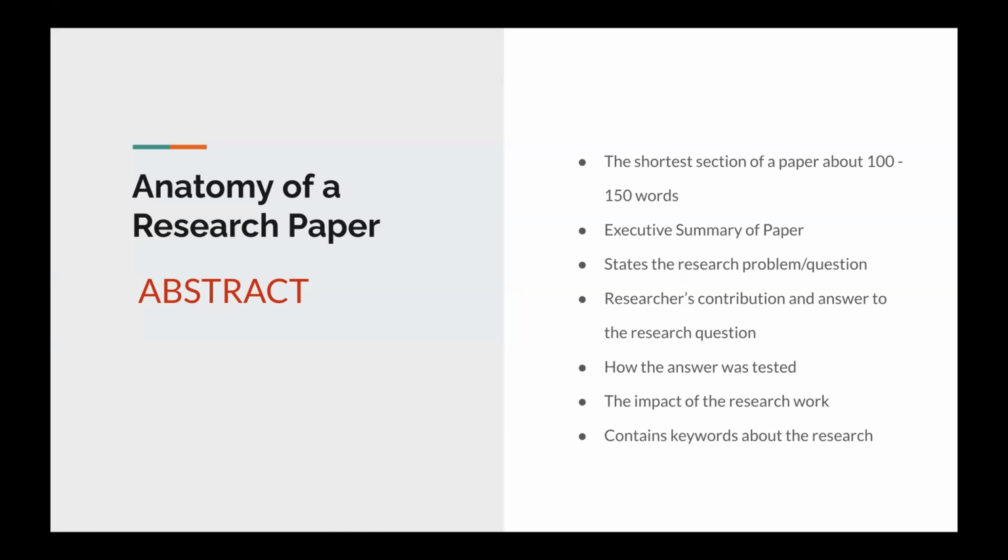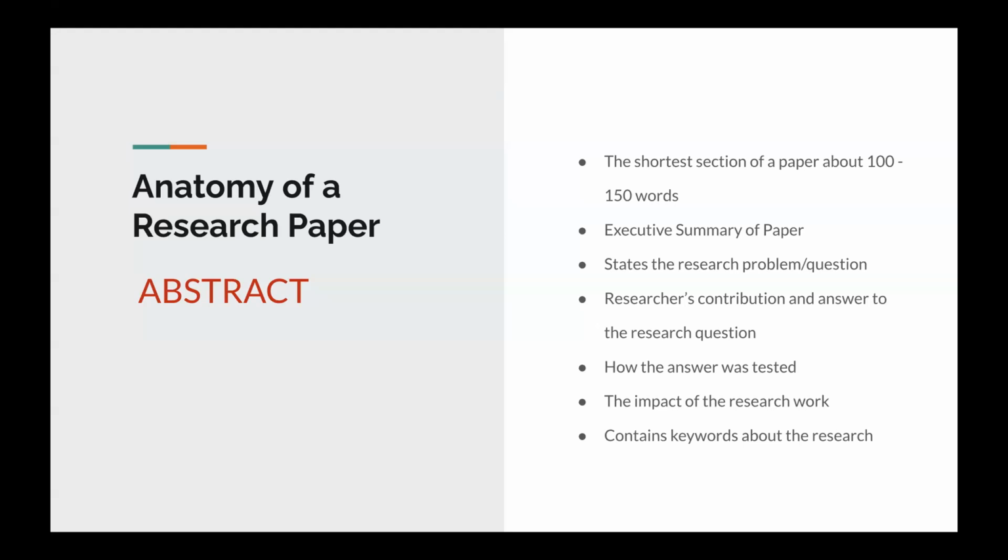So you're basically stating your problem statement, your research problem, which is the same thing as your problem statement. You're stating the contribution you've made: given the research question, the research problem, what answers have you provided to it? That's basically your contribution to that body of knowledge. And how you tested the contribution.